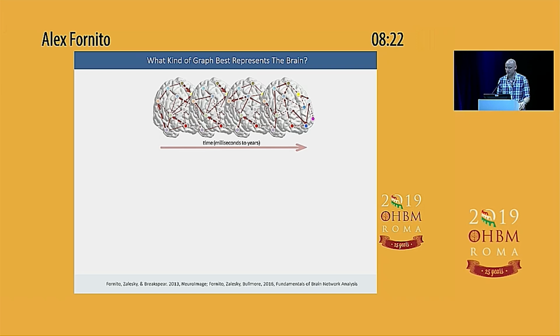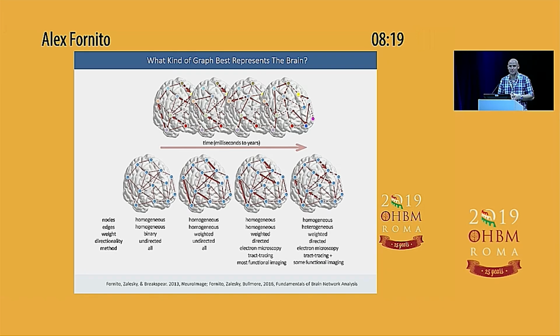So the nice thing is that graph theory provides us with the tools to be able to do this, but the reality is that most analyses so far are using the simplest possible model, and that's just a binary undirected graph. Increasingly, people are starting to look at weighted networks, and as our data improves, as we're starting to see these tract tracing based connectomes, we're starting to see a lot more emphasis on directionality, and there's also been some work looking at heterogeneity as well, but it's been limited.